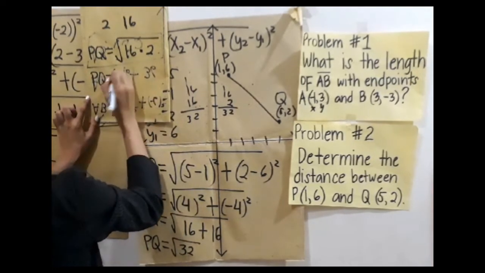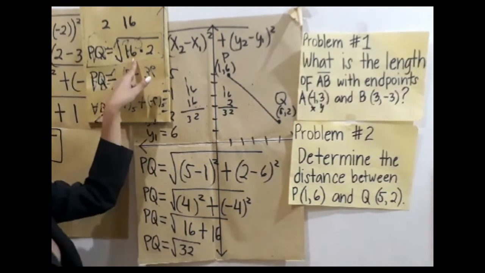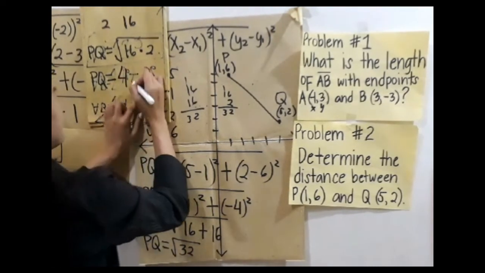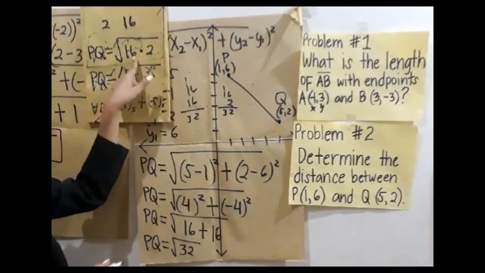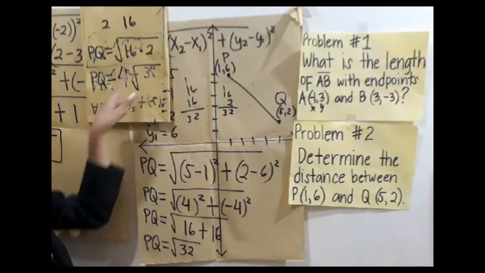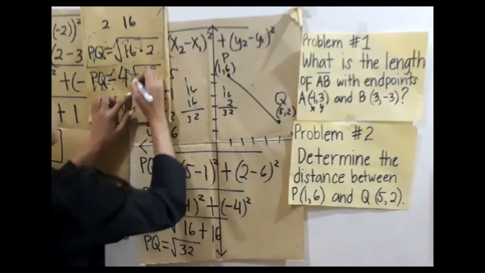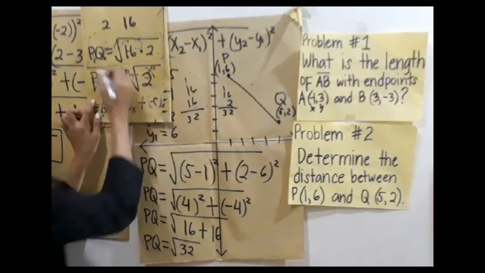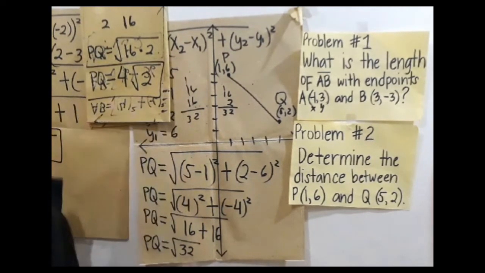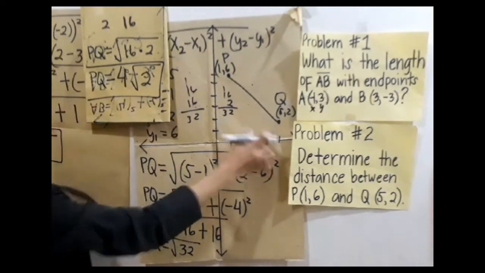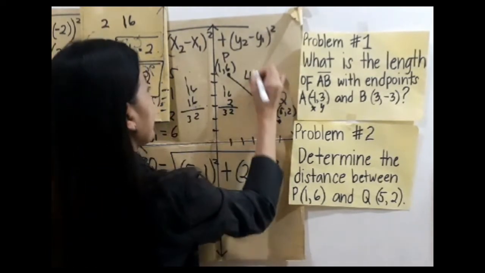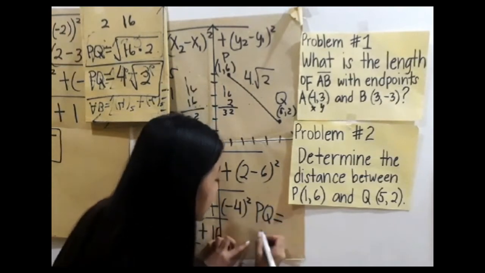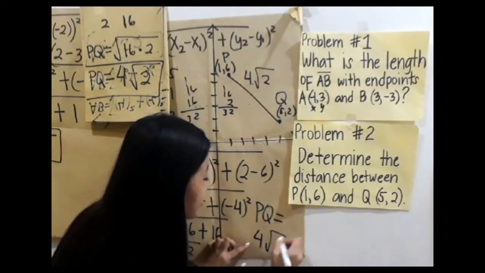And PQ is equal to, since 16 is a perfect square, the square root of 16 is 4, and then copy the radical sign and proceed to copy the 2. So our answer for the distance of the line PQ is 4 square root of 2. So PQ is equal to 4 square root of 2.